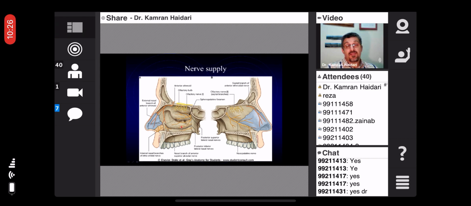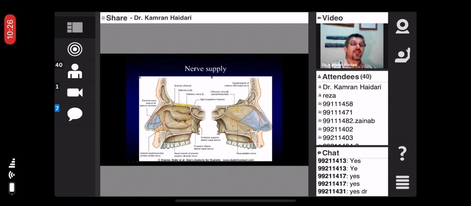Okay. One of the branches of the nasal nerves from the maxillary nerve is the nasopalatine nerve. The nasopalatine nerve travels on the medial wall of the nasal cavity, as you see in this picture, and the terminal part of the nasopalatine nerve reaches the roof of the oral cavity by passing through the nasopalatine canal or incisive canal.